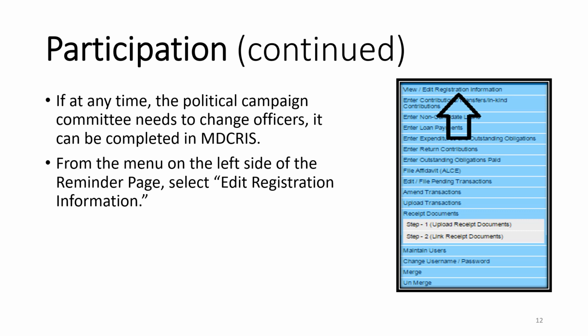If at any point during your campaign you have to edit your registration, meaning you have to change your chairman or treasurer or your bank account information, this can be done through MD Chris. On the left-hand side, once you log in, you can see Edit View Registration Information. There, it will take you to the screen where you will be able to enter all the changes necessary.